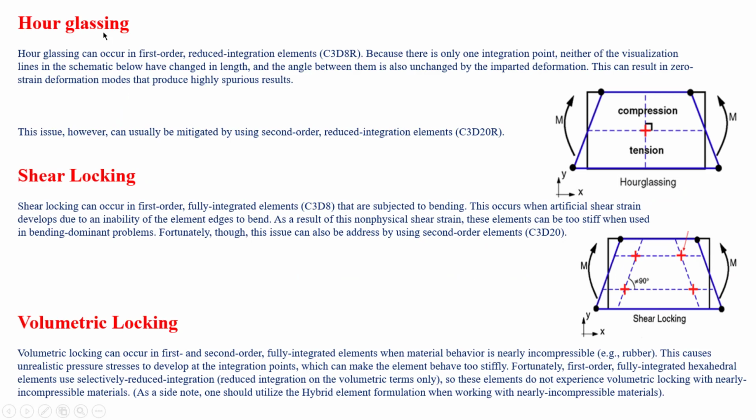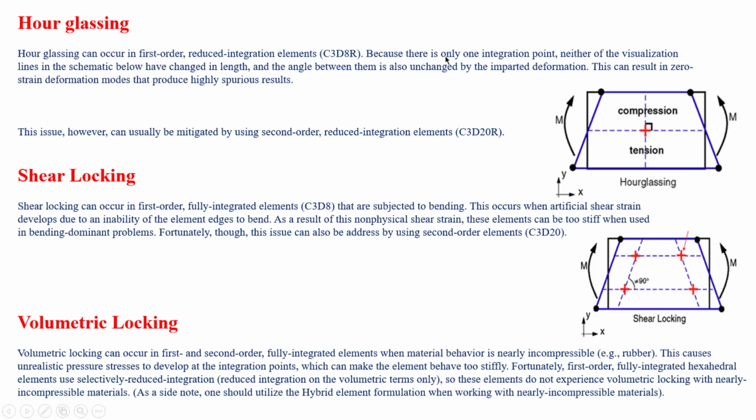Now this hourglass effect, shear locking and volumetric locking, what is it? When it comes to hourglassing, this will occur in first order elements, like the reduced integration C3D8. It is not the tetrahedral element, it's the hexahedral element C3D8. What happens exactly here is it has only one integration point at the center.